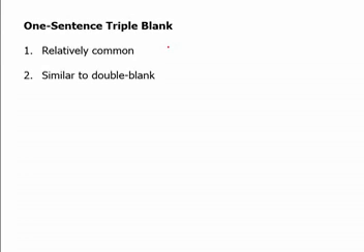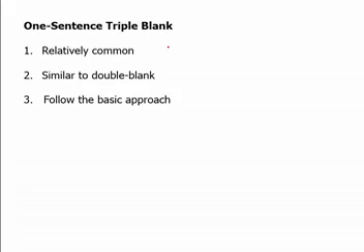In this lesson, we will talk about one-sentence triple blank questions, which are relatively common amongst triple blanks. That is, sometimes you'll just get one sentence that has three blanks. Now this can of course be a little bit intimidating, but it is similar to the double blank. That is, the strategies you just learned about in the double blank module are going to apply to the triple blank one sentence. Now those same strategies might apply somewhat to triple blanks that have more than one sentence, but not as much as they would, of course, to the one sentence triple blank.